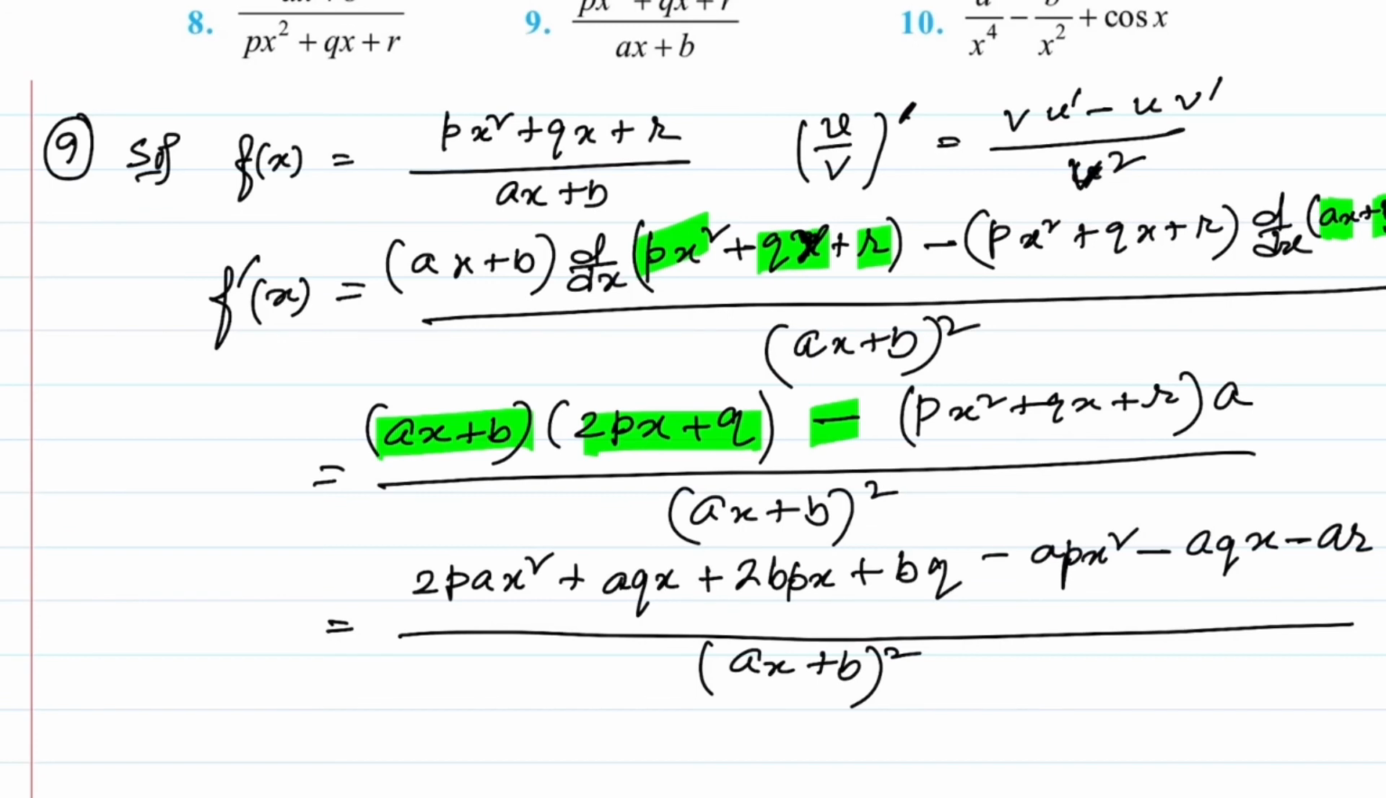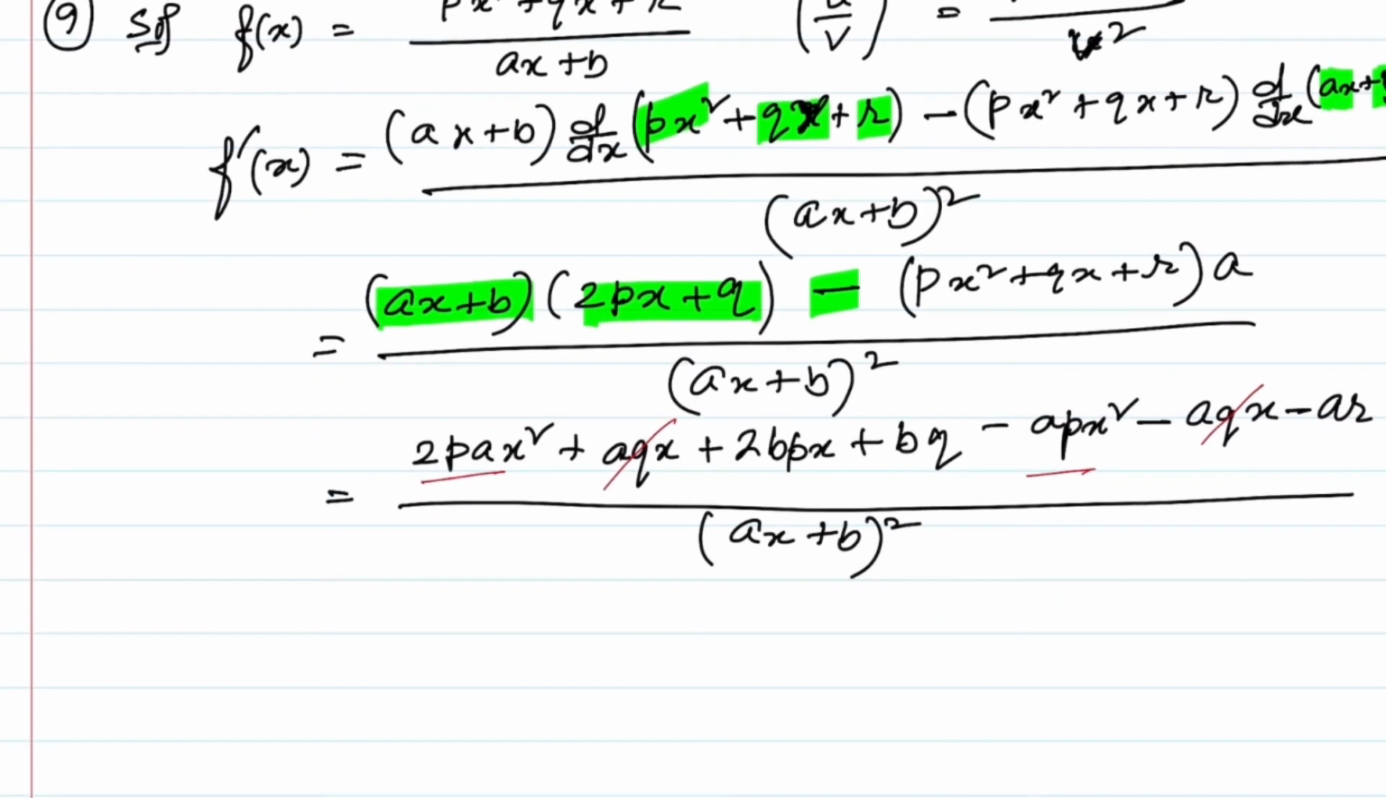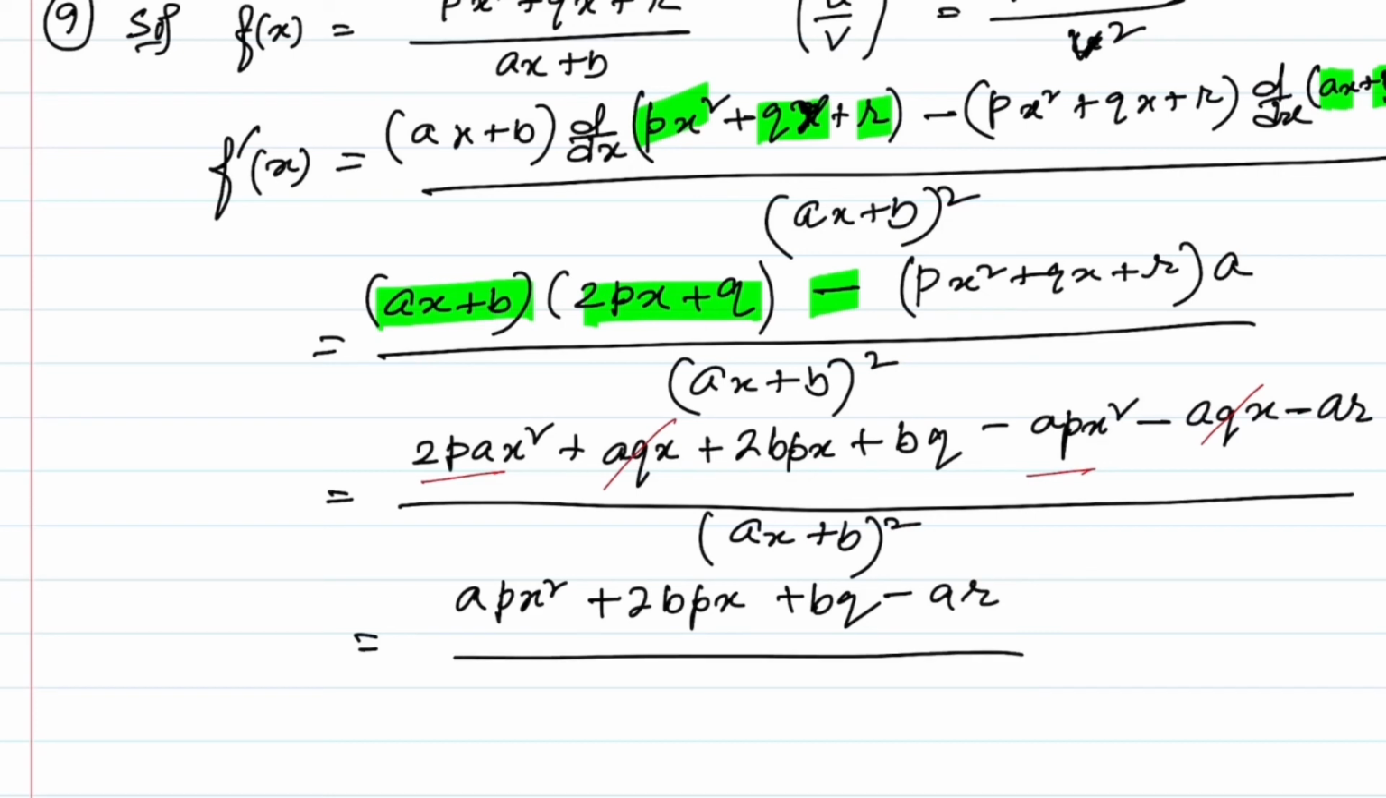Now what you can do here, these two terms are gone, then you can subtract this one from here. Doing so, what we will get, let me scroll up the page. We will get apx square, then twice bpx plus bq minus ar, by ax plus b whole square. So this is our result. So hope you have understood this.